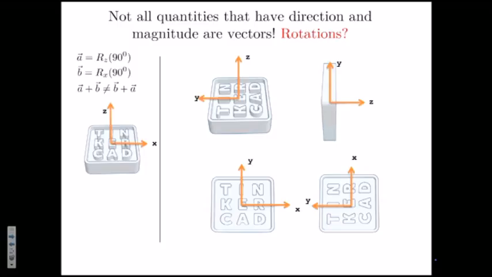So now to prove that rotations are not vectors, all I have to do is present an example which shows that A plus B is not equal to B plus A, and I have proved that finite rotations are not vectors.